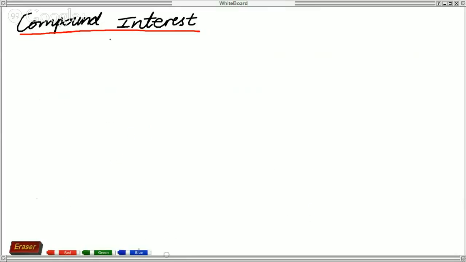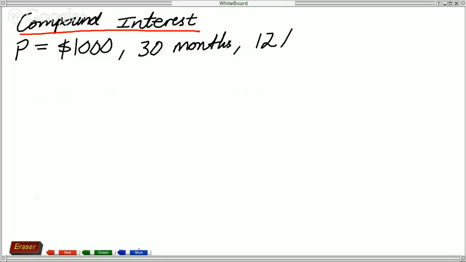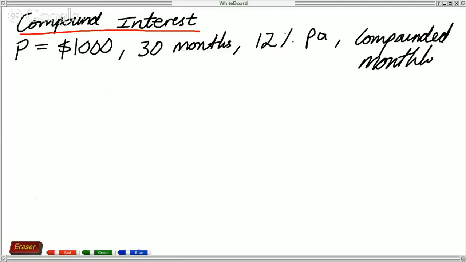Okay, so let's say that we invest, so the principal, $1,000 again, a nice easy number to work with, and it is for, let's say, 30 months, and it's at 12% per annum, and it is compounded monthly. So we need to calculate the total amount you will have after 30 months.